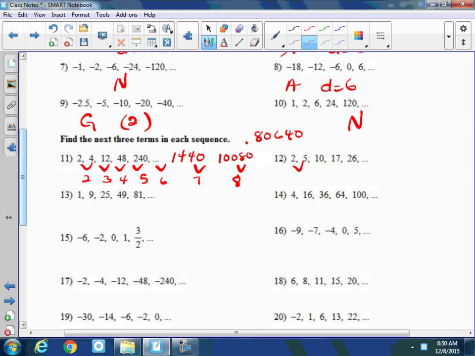There you go. Plus 3, plus 5, plus 7, plus 9, which means the next one is plus 11, the next one is plus 13, the next one is plus 15. You got the drift?